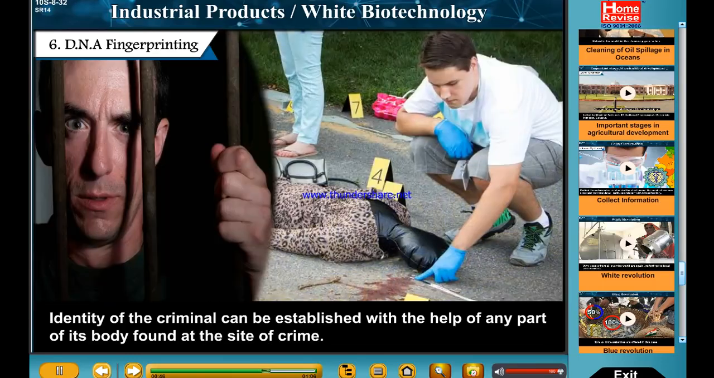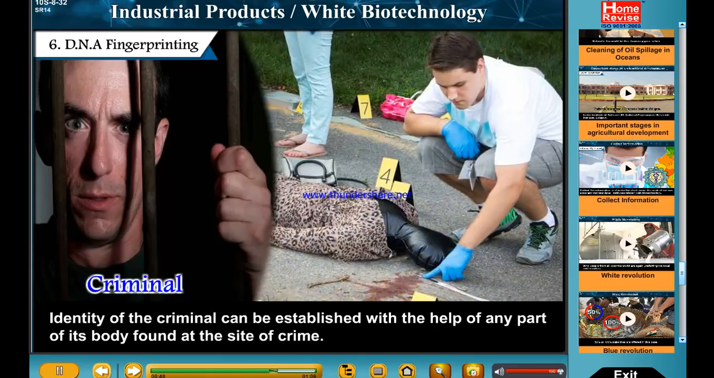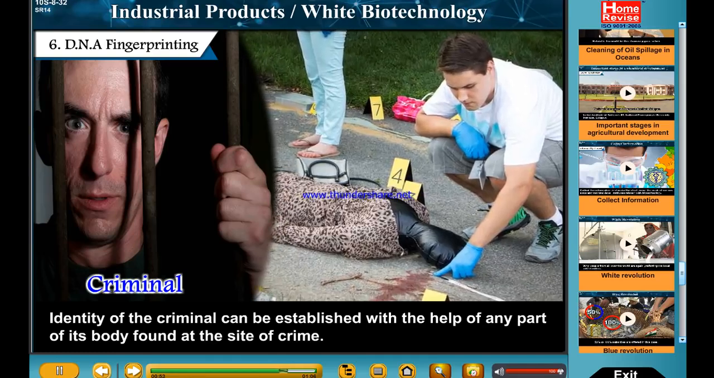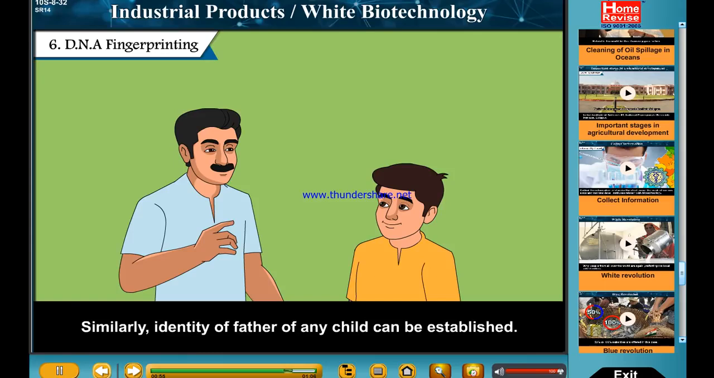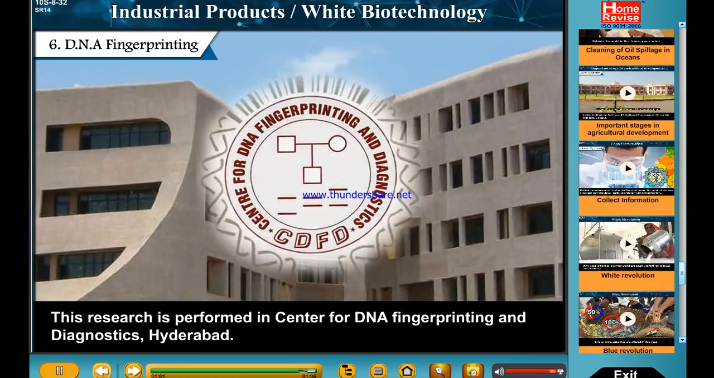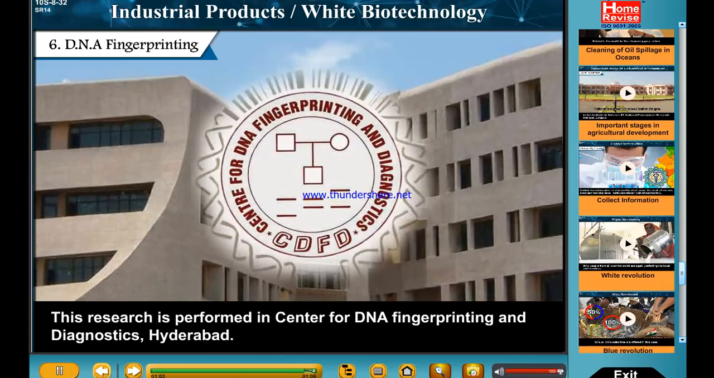Identity of the criminal can be established with the help of any part of its body found at the site of crime. Similarly, identity of father of any child can be established. This research is performed in Center for DNA Fingerprinting and Diagnostics, Hyderabad.